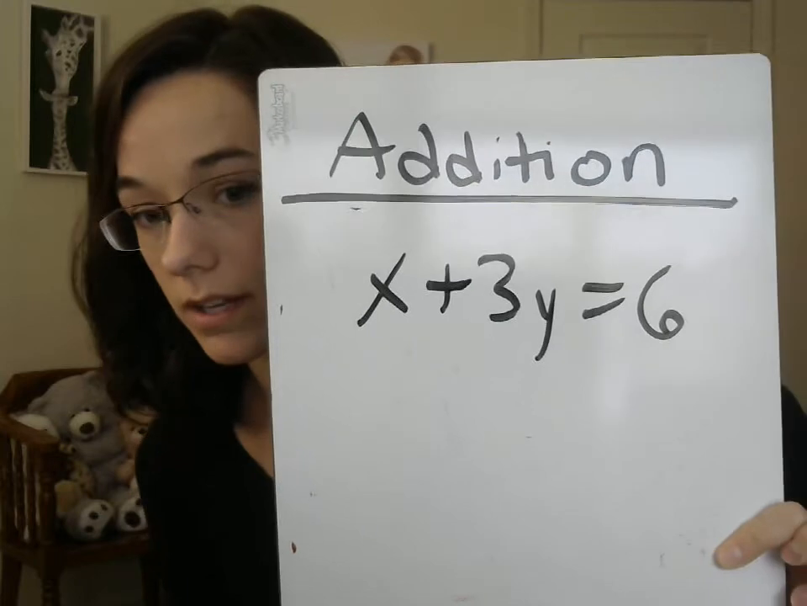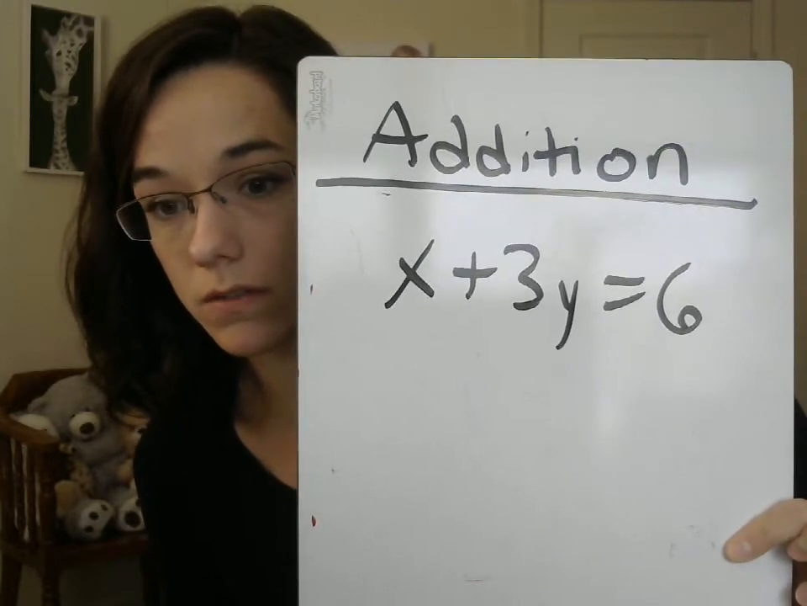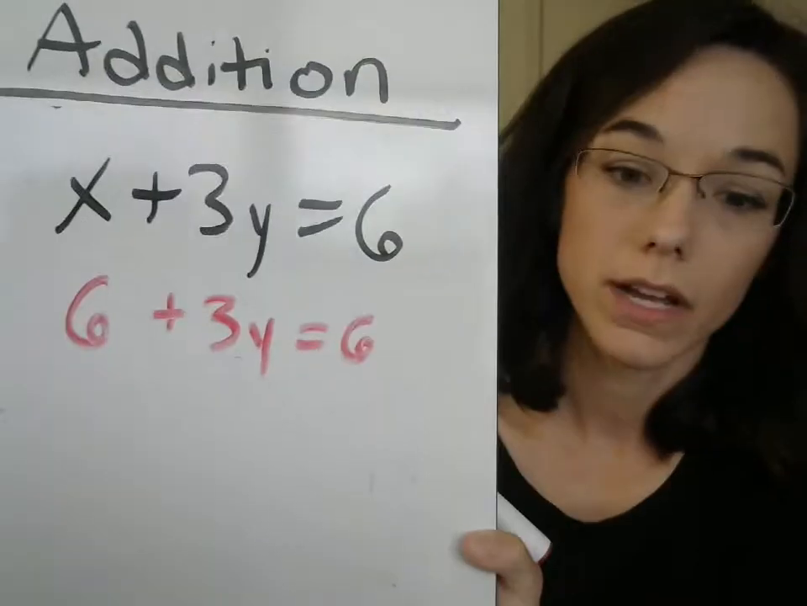So I'm going to go ahead and do that. We're going to use the equation x plus 3y equals 6. If you want to write that down, go ahead and write it down, pause the video, whatever you need to do. x plus 3y equals 6. And we know that x equals 6. So instead of x, we're going to write 6. 6 plus 3y equals 6. You can go ahead and write that down.